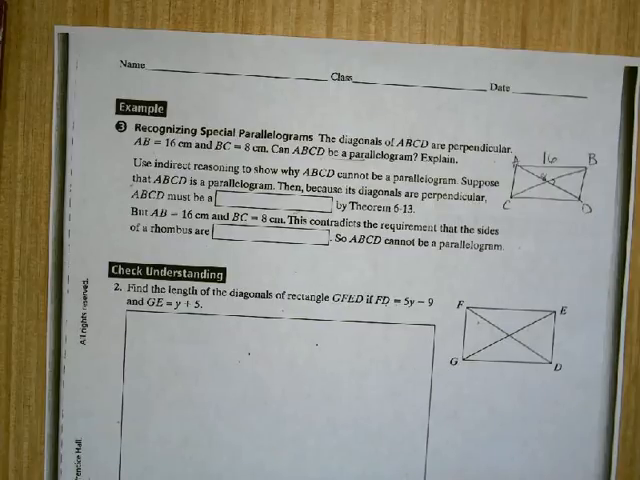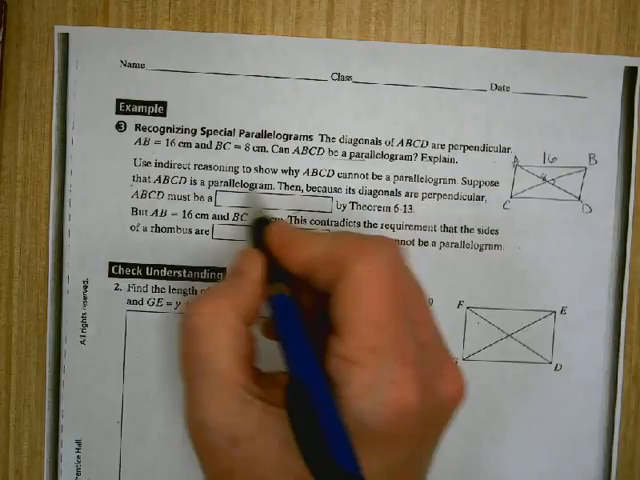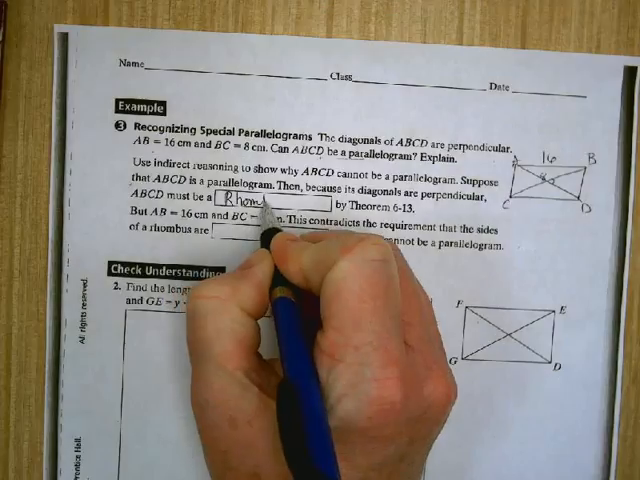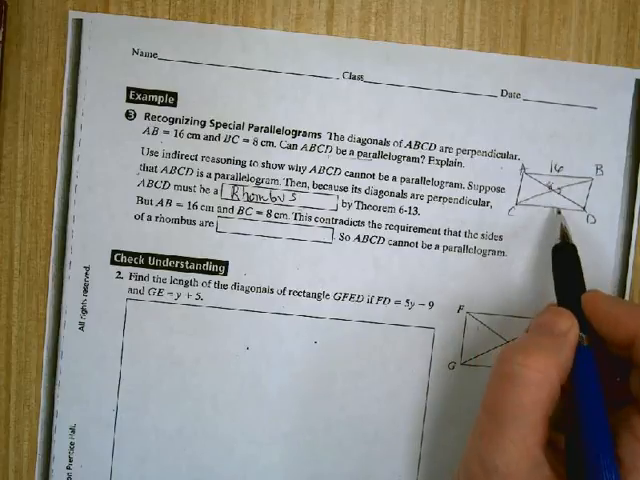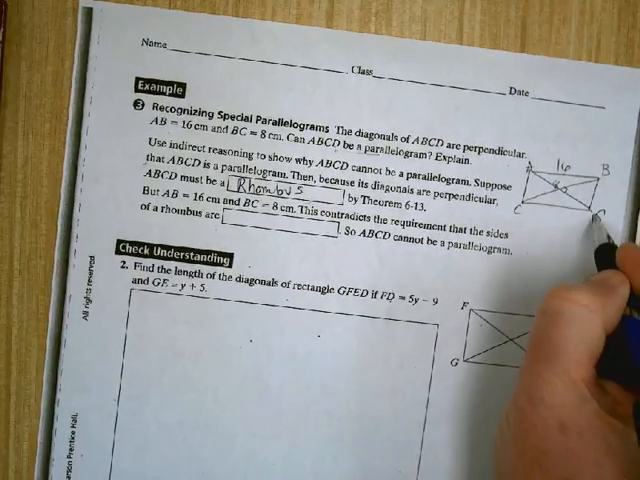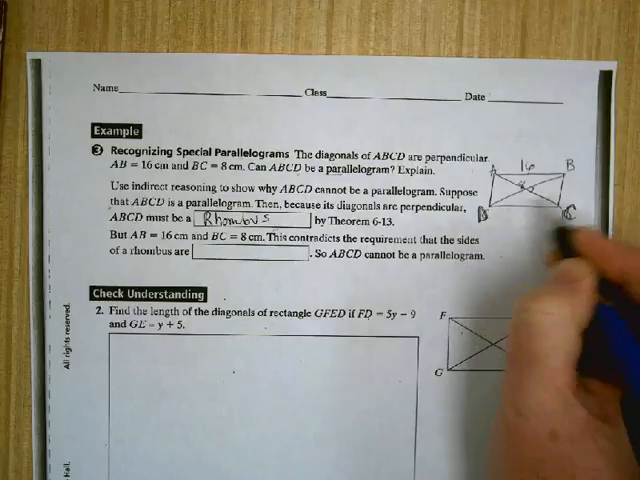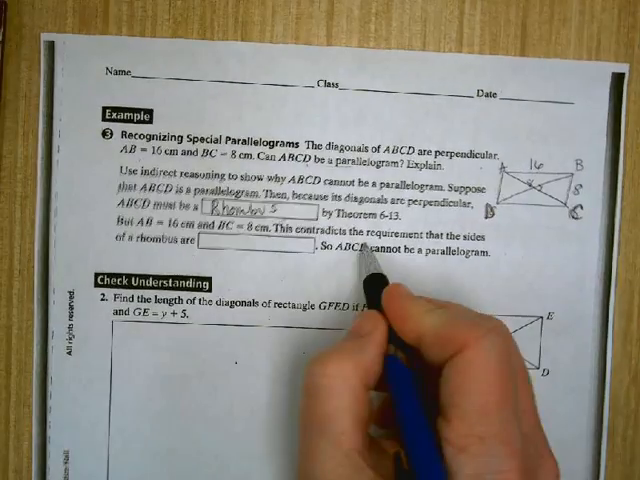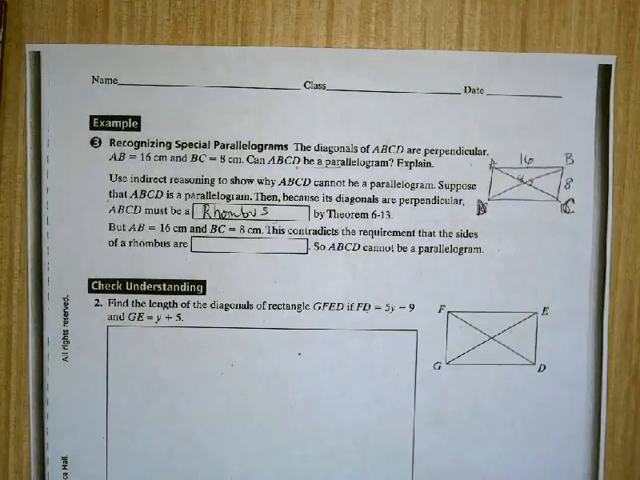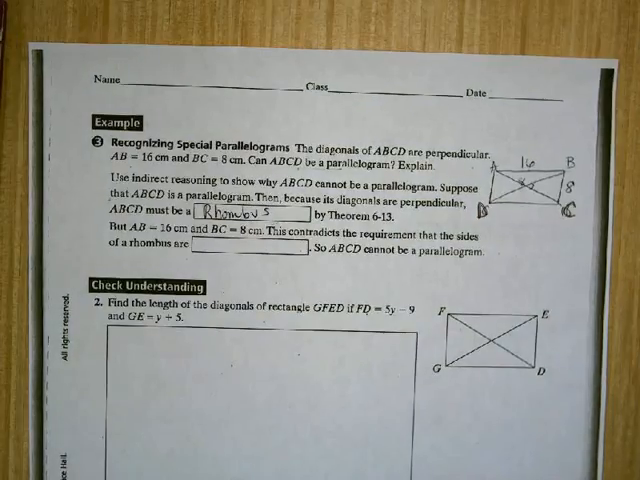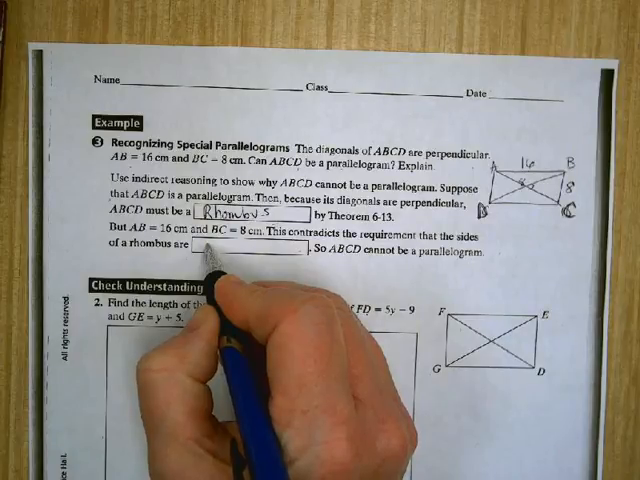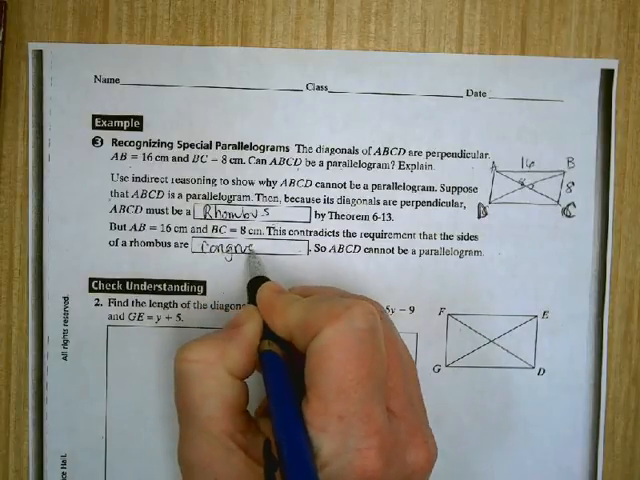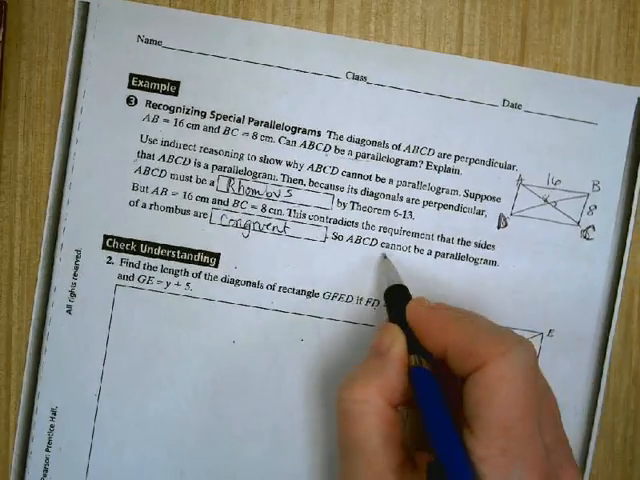Suppose that it is a parallelogram. Then because its diagonals are perpendicular, it must be a rhombus. But if AB is 16 and BC is 8, does that satisfy the conditions of a rhombus? No. It contradicts that the sides are congruent. So can this be a parallelogram? It cannot.